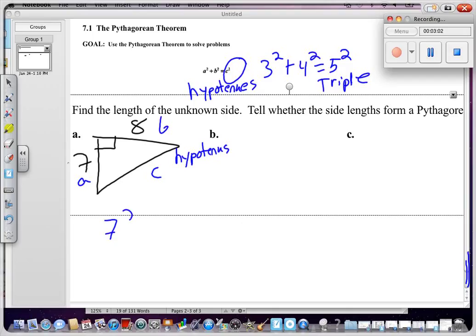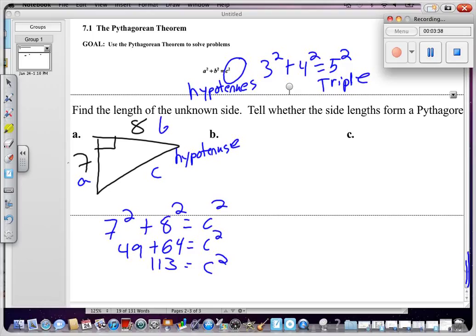So then I get 7 squared plus 8 squared equals C squared. So I get 49 plus 64 equals C squared. Am I going too fast? Yeah, it's E at the end. Hypotenuse. I've got to learn to spell. Okay, so then we go 49 plus 64 is 113 equals C squared. What do I do now? Square root it.